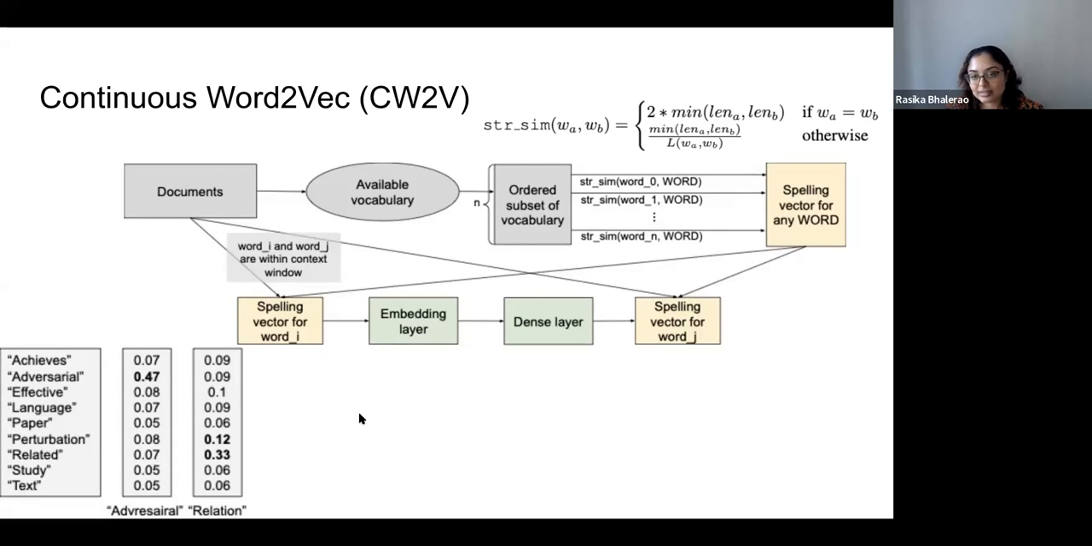So the idea is that words that have similar context, like they're within the same context, and words that have similar spelling will both have similar vectors.